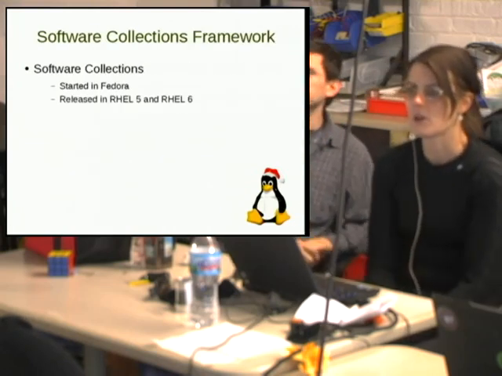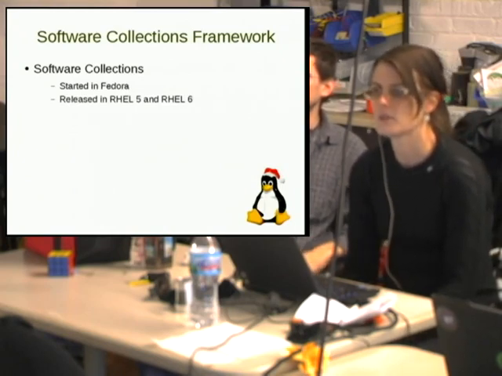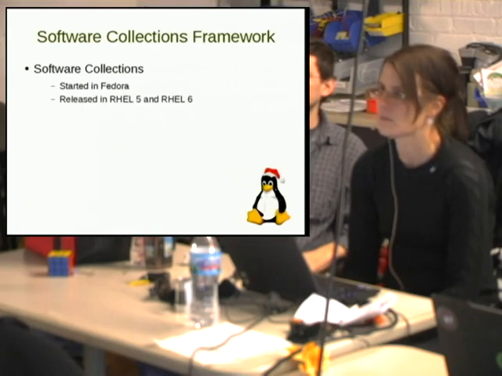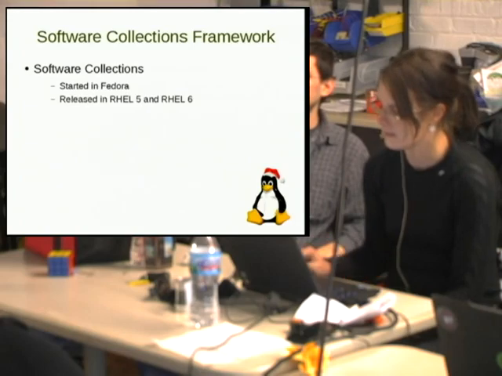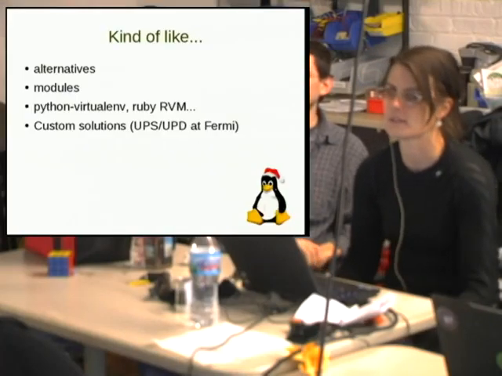So the terminology surrounding this product and framework is a little bit confusing. Software Collections is a framework. It includes some utilities. It started in Fedora, and it's been released in RHEL 5 and 6. It's a little bit like alternatives, or like SEL Alternatives. I mean, it's probably the least like SEL Alternatives because you're kind of relying on symlinks and stuff like that.